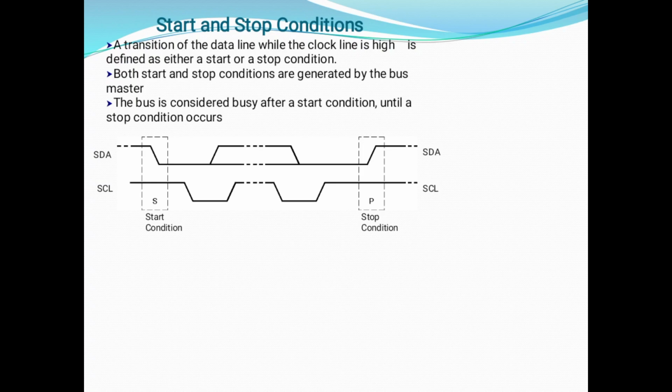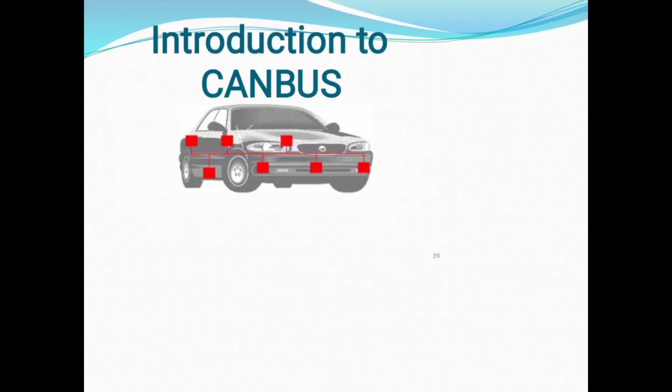So, start and stop conditions. A transition of the data line while the clock is high is defined as either a start or a stop condition. Both start and stop conditions are generally generated by the bus master. The bus is considered busy after a start condition until a stop condition occurs. This is represented in the graph representation.